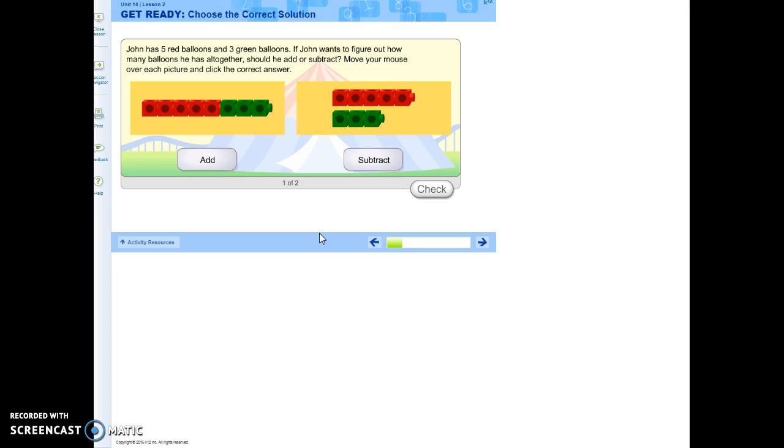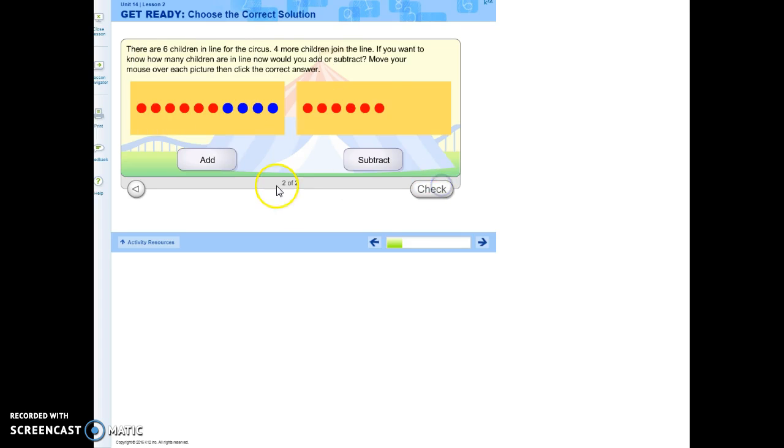John has 5 red balloons and 3 green balloons. If John wanted to figure out how many balloons he had altogether, should he add or subtract? If he wants to know how many he has altogether, should he add or subtract? Yes, you're exactly right. He should add. You must add the 2 amounts to find the total.